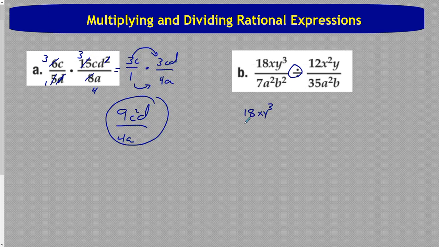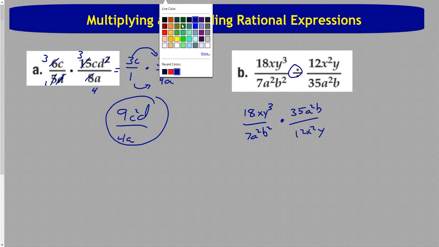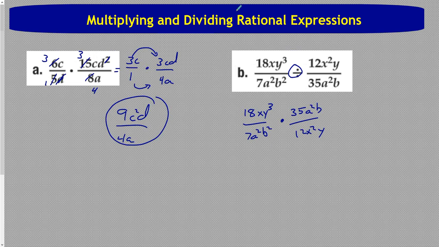So I'm going to copy this first one down, 7a squared b squared times, and here's where I flip it, 35a squared b over 12x squared y. Then I'm going to change colors just so you can see what I'm doing, and we're going to start factoring out like terms, or common factors, I should say. 18 and 12 are both divisible by 6. That leaves me with a 3 and a 2.